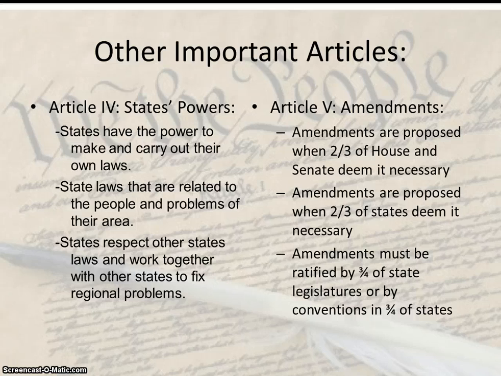Article 5 has your amendments. Your amendments are proposed when 2/3 of the House and the Senate deem it to be necessary. They can also be proposed if 2/3 of states deem it necessary. In order for an amendment to be ratified, 3/4 of your state legislatures or conventions in 3/4 of the states have to approve that amendment. So amendment process, remember, to propose it's 2/3, to approve or ratify is 3/4.